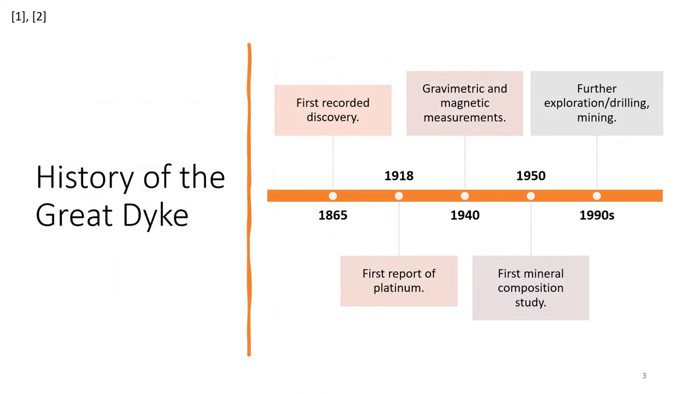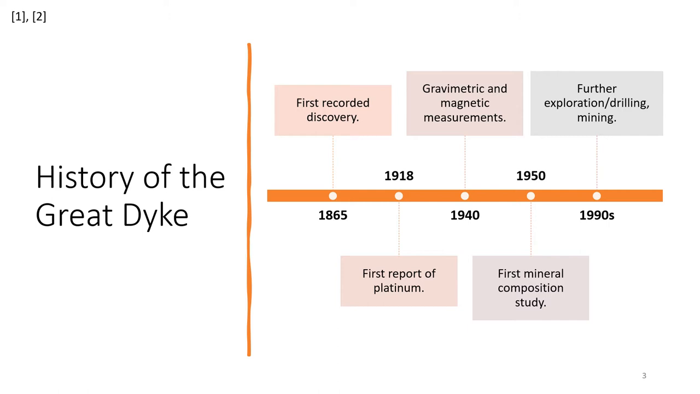I first wanted to provide a quick overview of the exploration history of the Great Dyke. The first reports of the Great Dyke itself date back to around 1865, and this was primarily by explorer Karl Mosch. More analysis and exploration led to the first report of platinum in 1918, which was found in a body of dunite with serpentine alteration.